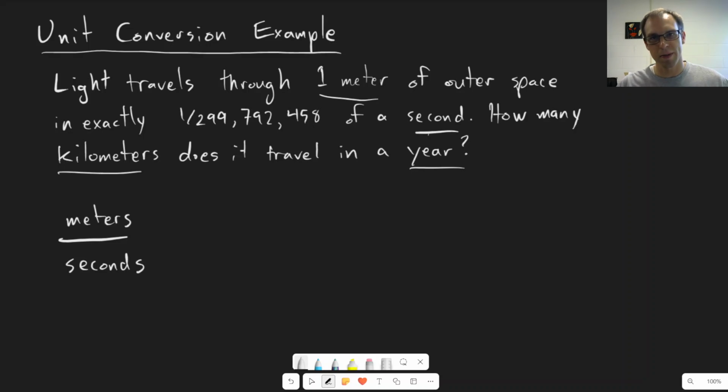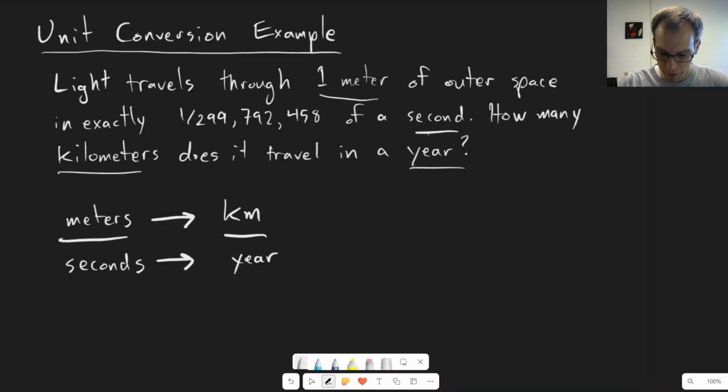So we're going to analyze this without putting any numbers in it first. What we want to get to eventually is how many kilometers it travels in a year. So we need to figure out how do we convert from meters to kilometers and how do we go from seconds to years. For both of these, we need a unit conversion, and we may need to do multiple steps. First, let's look at meters and kilometers.